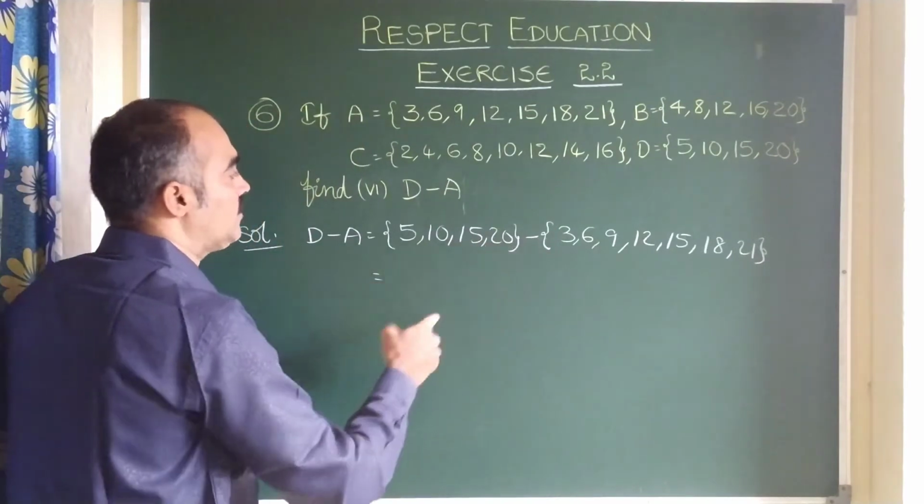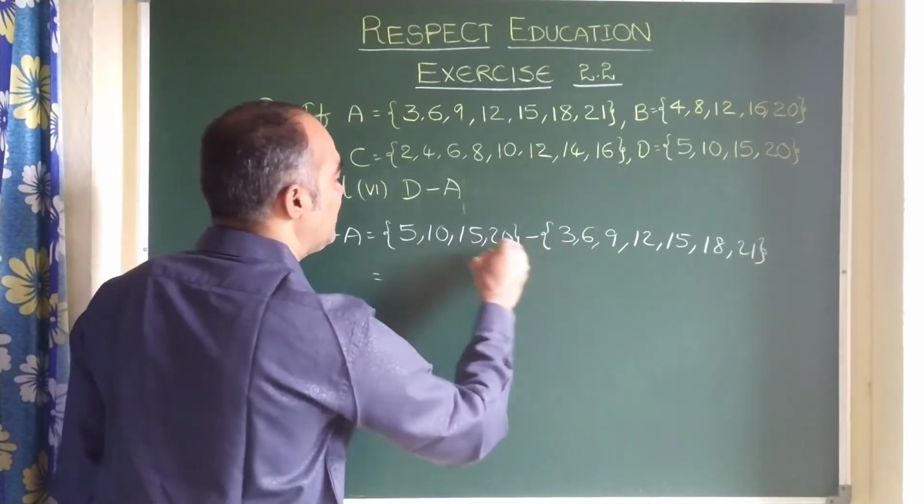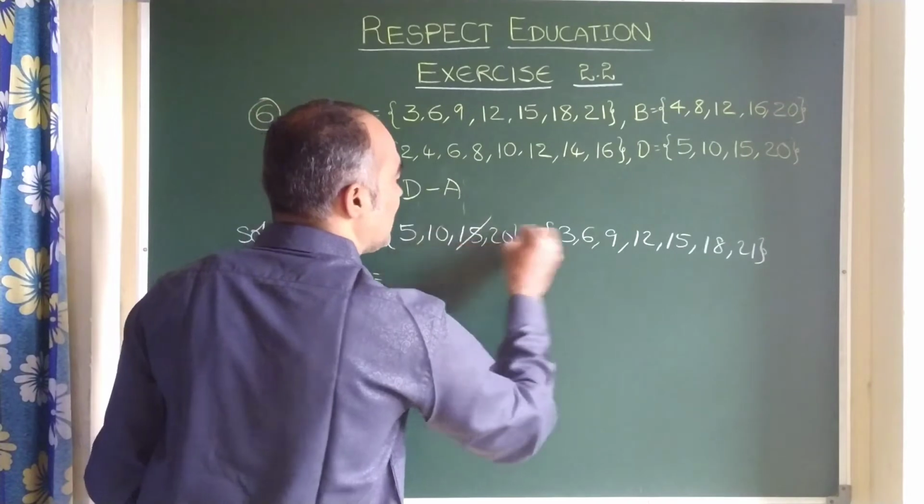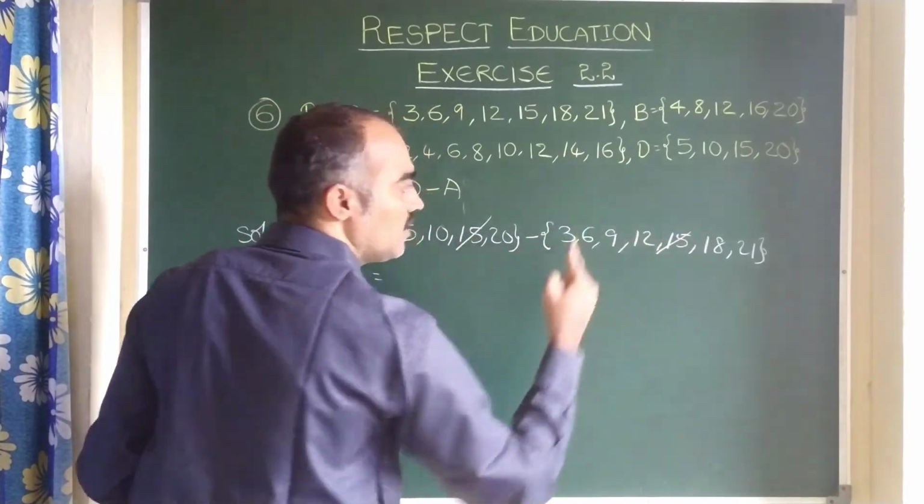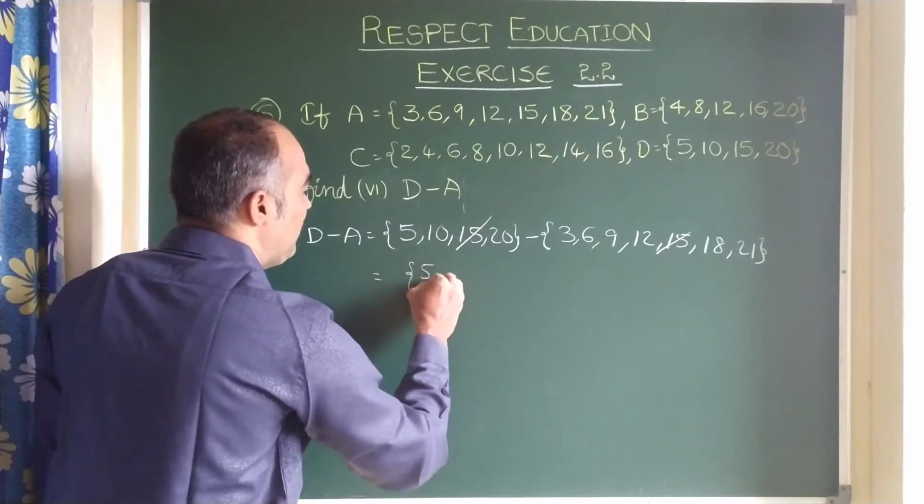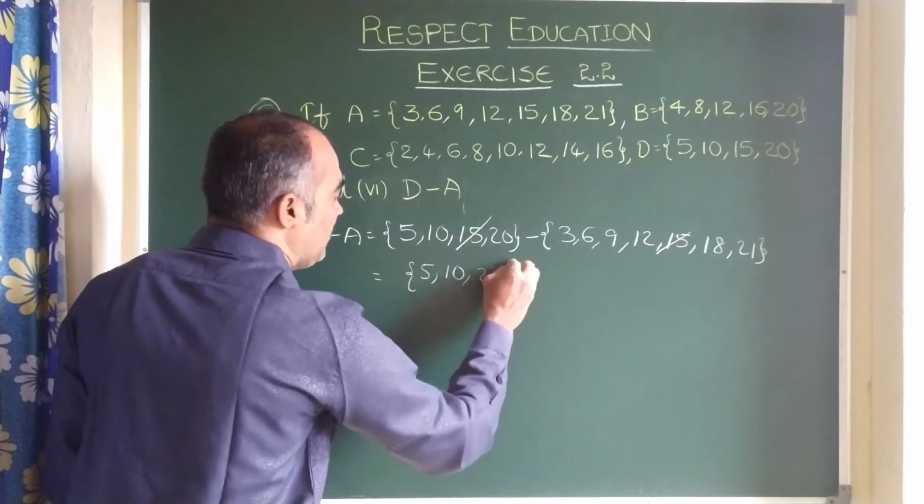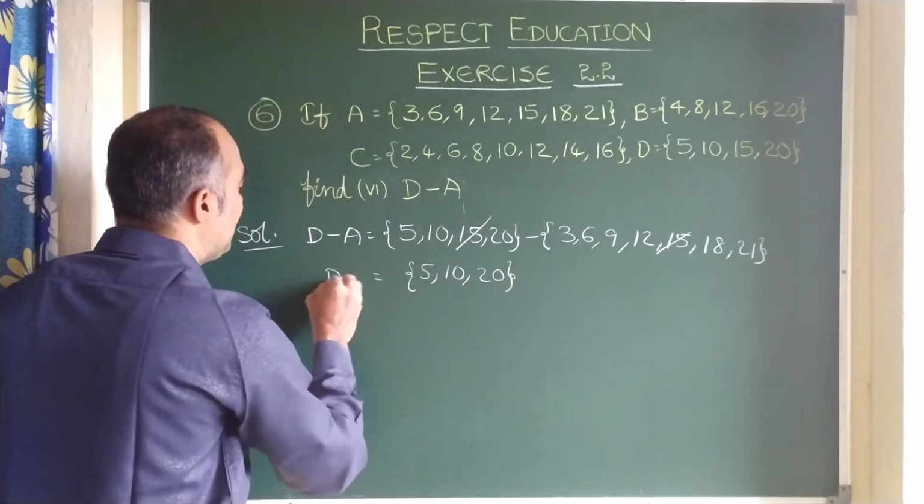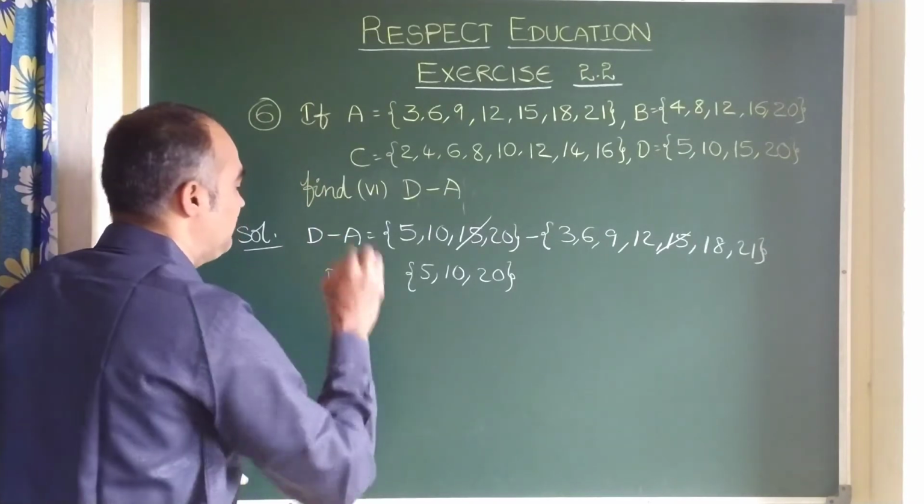Here you see which is common, children. 5 is not there, 10 is not there, 15 is there, children. So let us cancel it. 20 is also not there. So the leftover values in the first set are 5, 10 and 20. This is the answer for D minus A.